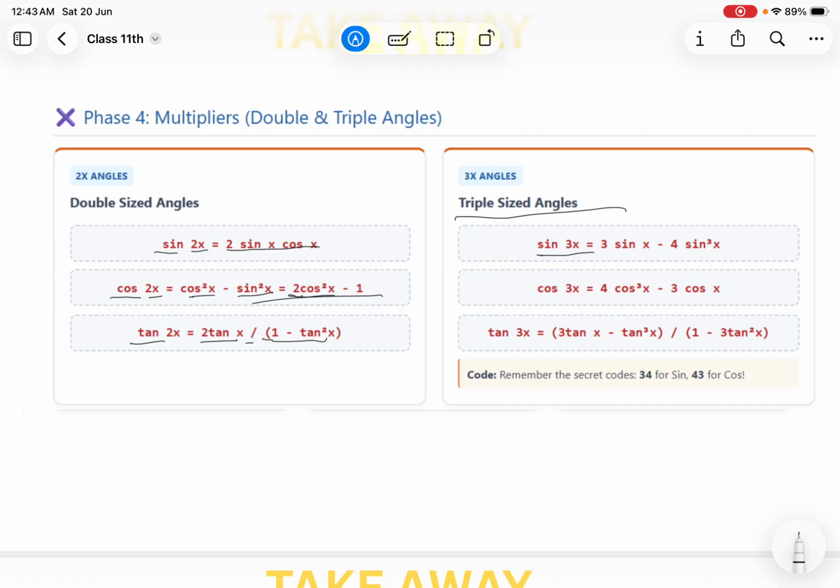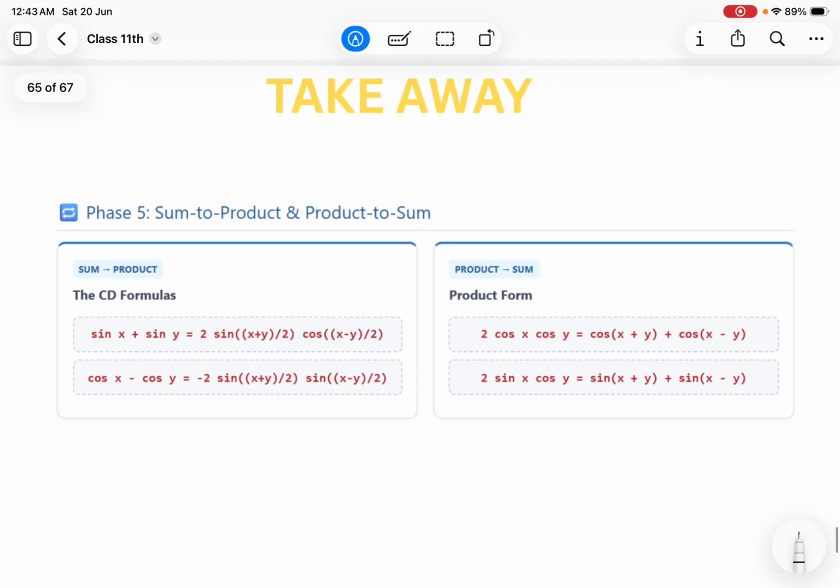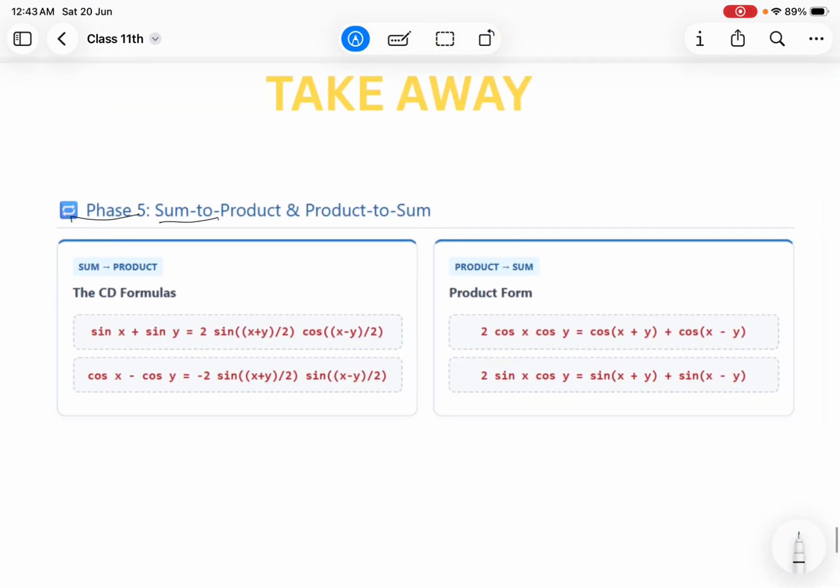Now triple angles, so we have to do the triple angle. For the triple angle, sin 3x equals sin(2x plus x), then you will get this, right? Now part 5, sum to product and product to sum. If we have a sum, then we have to convert it into a product. If we have a product, then we have to convert it into a sum.